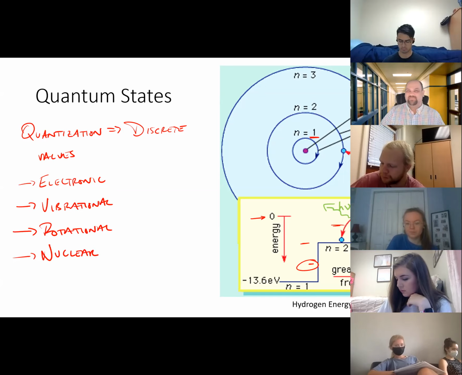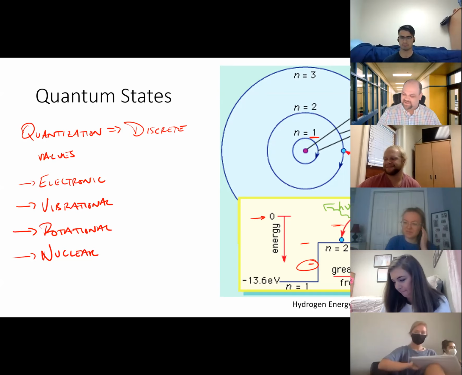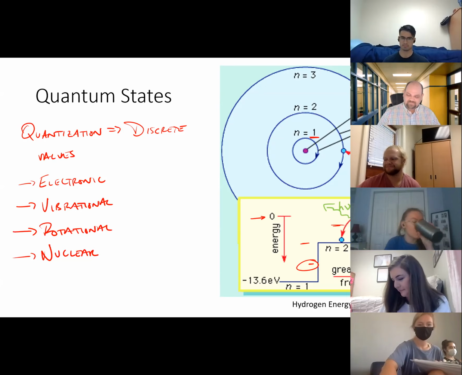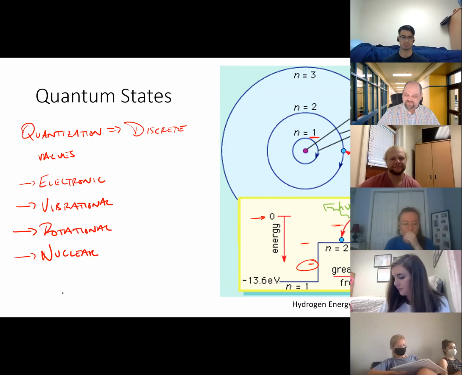And then there are some combined quantum states. You can talk about rovibrational, or there's a really weird term for one that incorporates all three. It's like rovibronic or something. It sounds like a made-up sci-fi word. But for each of these types of quantum states, we have different ways of measuring them.